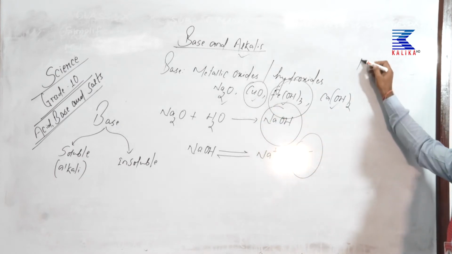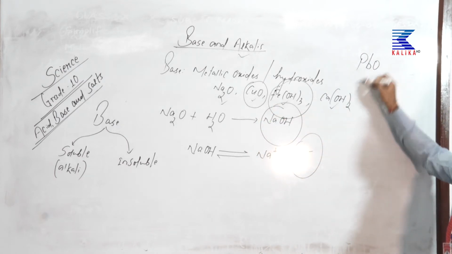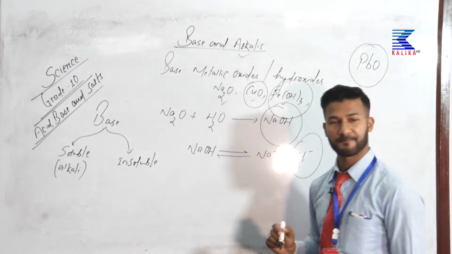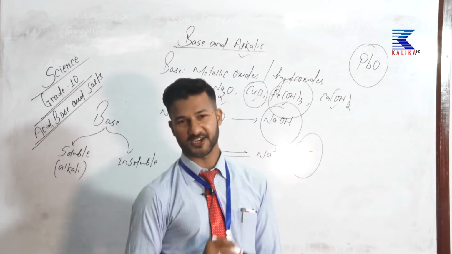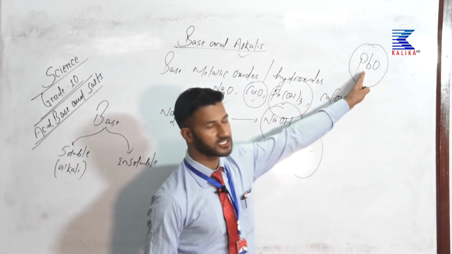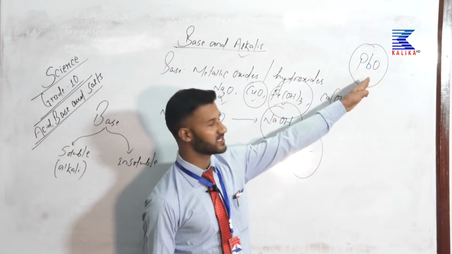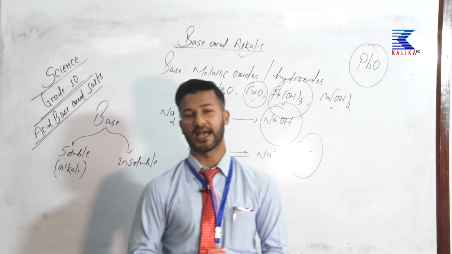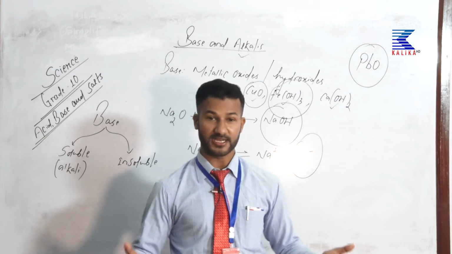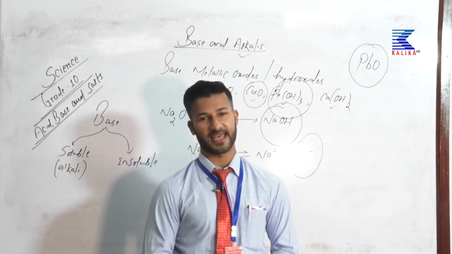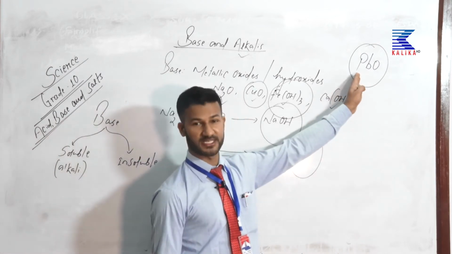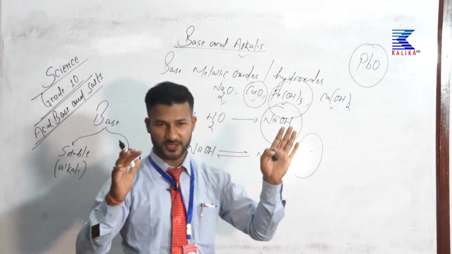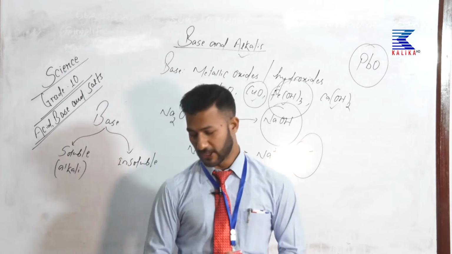Let me take one more example. You can see lead oxide. It is a base but not an alkali. Why is it a base? Because it is a metallic oxide. Why is it not alkali? Because it does not dissolve in water. It does not produce hydroxide ion when dissolved in water. That is why it is not an alkali, but it is a base, as it is a metallic oxide. I think you have come to very clear ends about these matters.